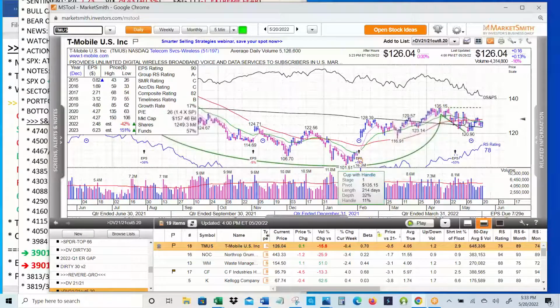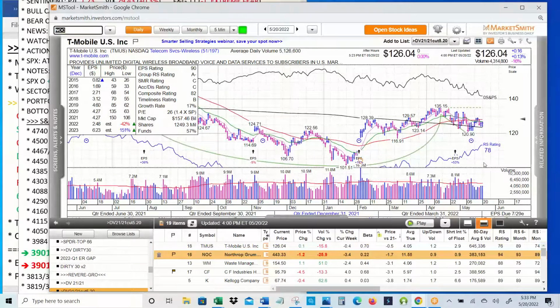This is actually not a bad setup. You can see Market Smith pattern recognition has identified a cup and handle. We've got an alert set above the 50-day. Should this start to right itself, it is showing relative strength. You can see that by the relative strength line. Its earnings were pretty good. So it's off the list for now, but we're keeping an eye on it with an alert set.